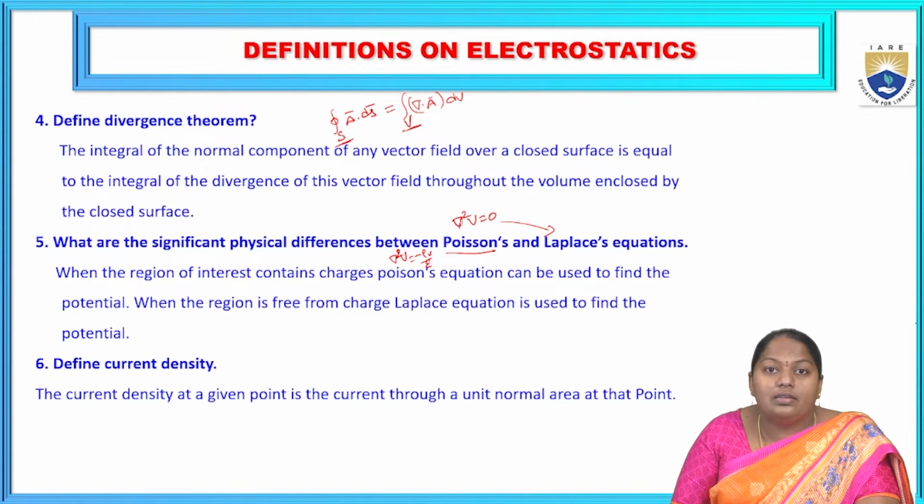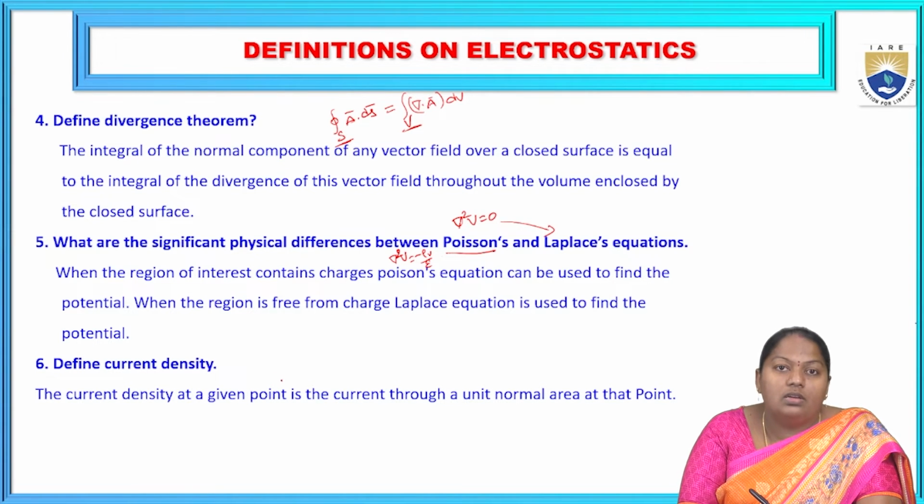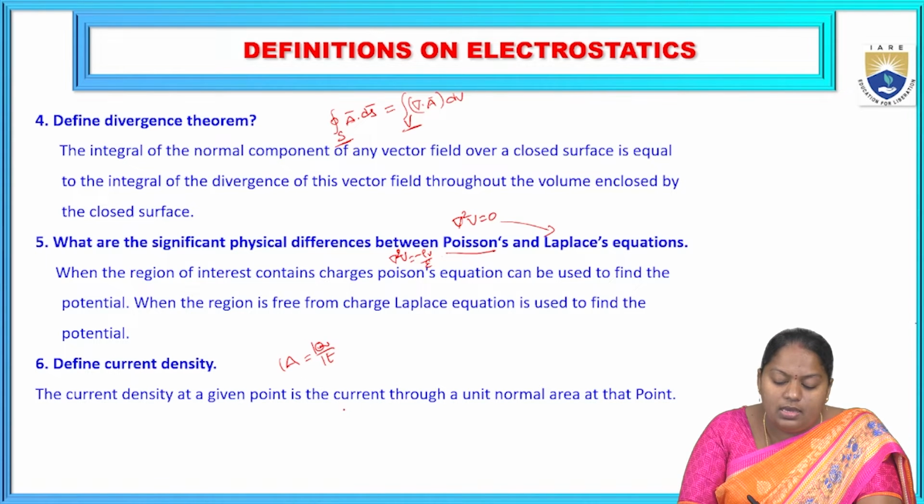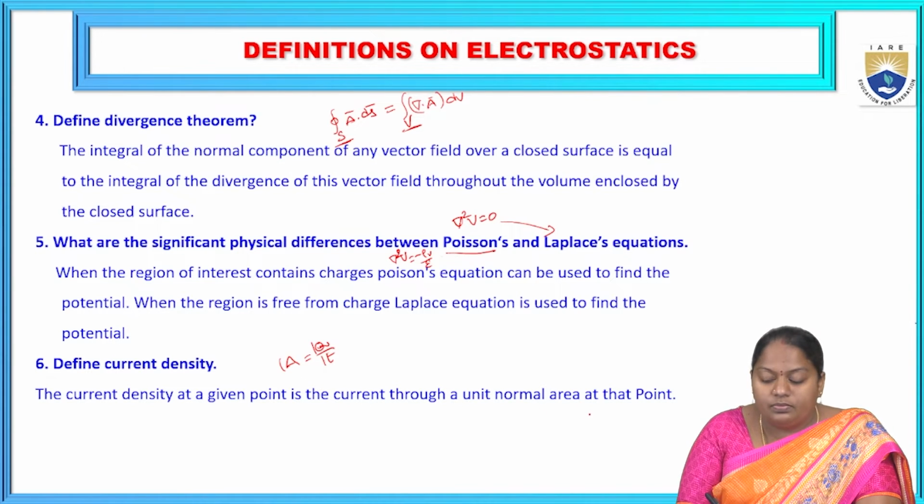Then, define current density. In general, current is nothing but the flow of charge. A flow of electrons is charge, and current is generally measured in amperes. 1 ampere is equal to 1 coulomb per second, so in general, current is Q by T, charge per unit time. Current density at a given point is the current through a normal area at that particular point.